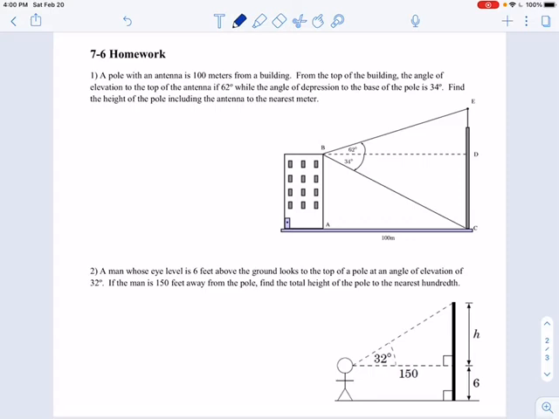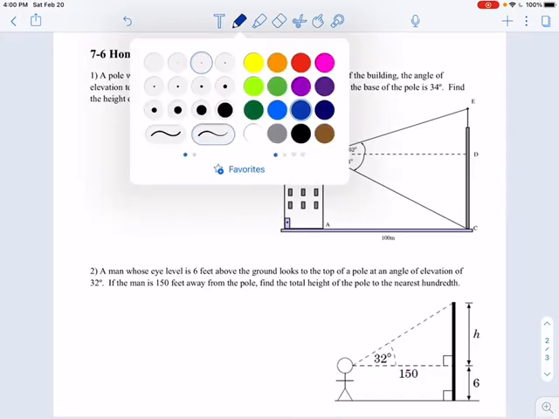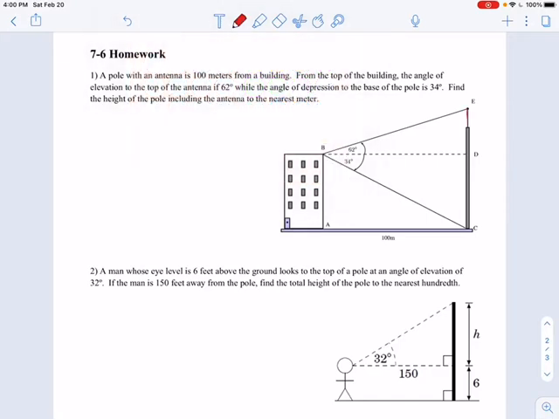Okay, so the first one here, I have a pole with an antenna that is 100 meters from a building. From the top of the building, the angle of elevation to the top of the antenna is 62 degrees, while the angle of depression to the base of the pole is 34 degrees. Find the height of the pole, including the antenna, to the nearest meter. There's a picture already drawn and everything is pretty much labeled already. What I want to ultimately find here is the total height that I just put in red. So I need to find that total height in red.